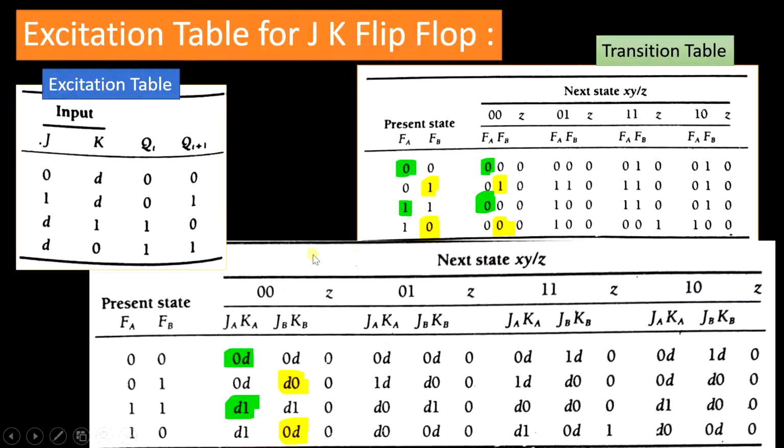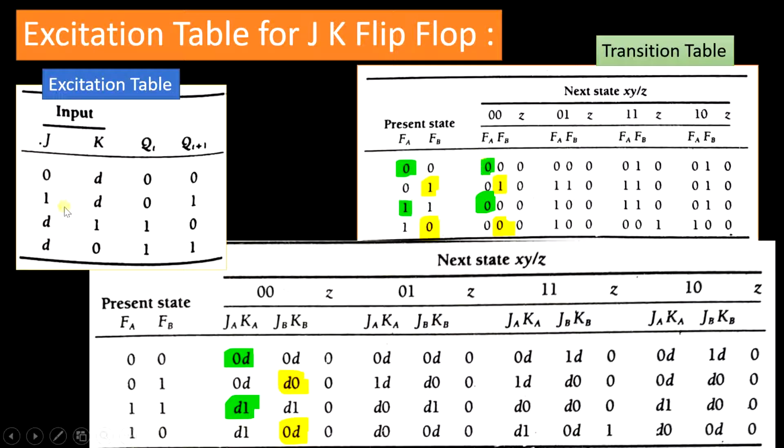Now here, this is the application table, this is the transition table. All you need to do is replace FA and FB with JA, KA, that is the first flip-flop. The second flip-flop will be JB, KB. Again, comparison has to be done in a similar manner as for the SR flip-flop.